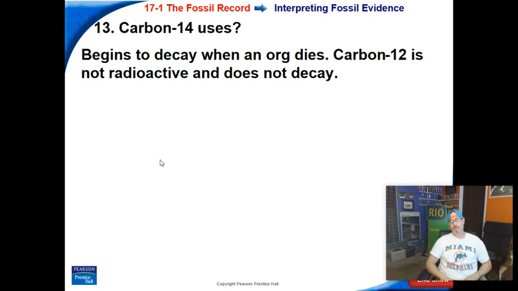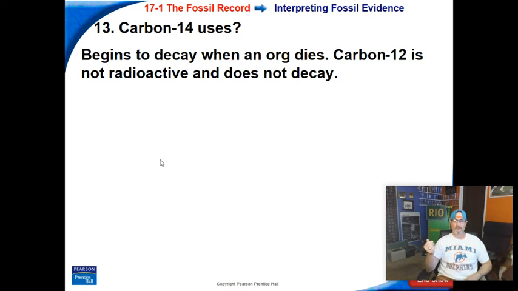All right, so carbon-14. Carbon-14 is a radioactive isotope. Remember, an isotope is an element that has more or fewer neutrons than the elemental atom. Carbon-12 is normal. It's normally got 6 protons, 6 neutrons. Carbon-14 has an extra 2 neutrons. Anyway, it's slightly radioactive. And of course, carbon's important because living things are made out of carbon.